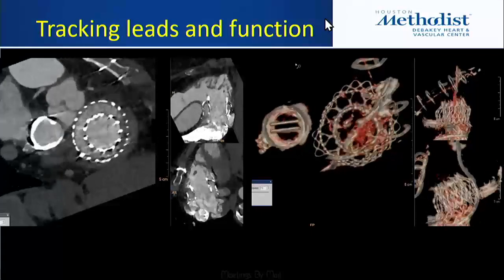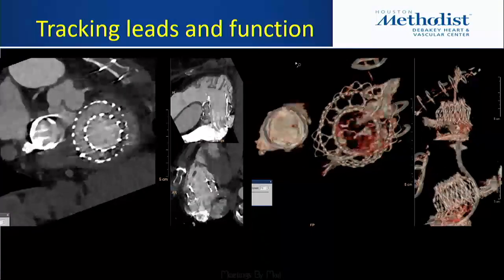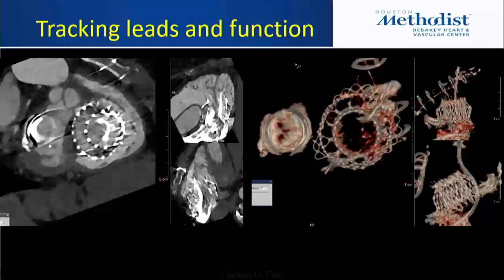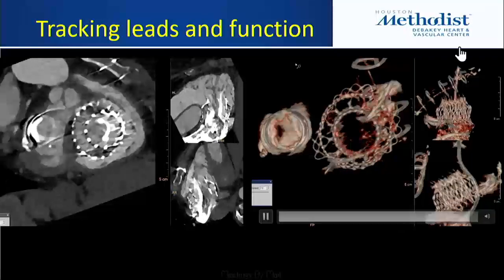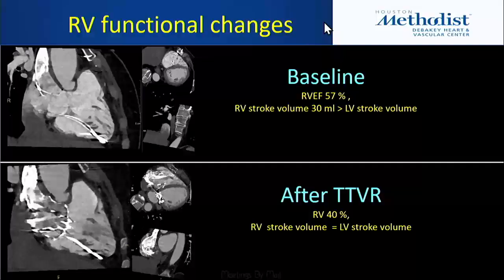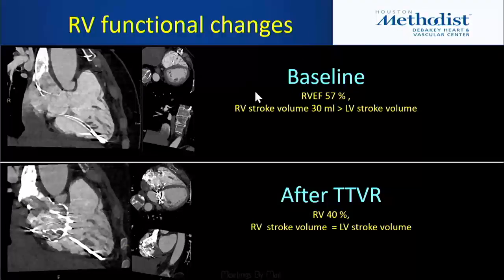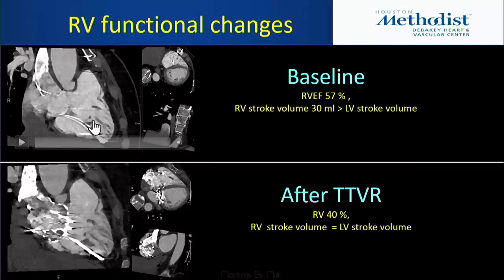It's very difficult to get any of this on a transthoracic echo. You can get some of this on a transesophageal echo, but nothing like this sort of delineation of space. This is another thing, looking at changes over time. So this is a baseline case.